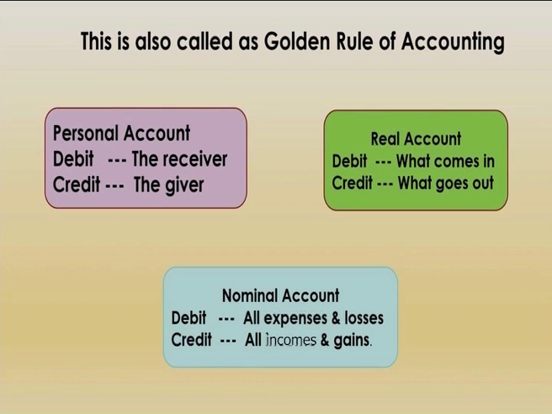For example, in a personal account, we debit the receiver and we credit the giver. In a real account, we debit what comes in and we credit what goes out. For a nominal account, we debit all expenses and losses and we credit all incomes and gains.